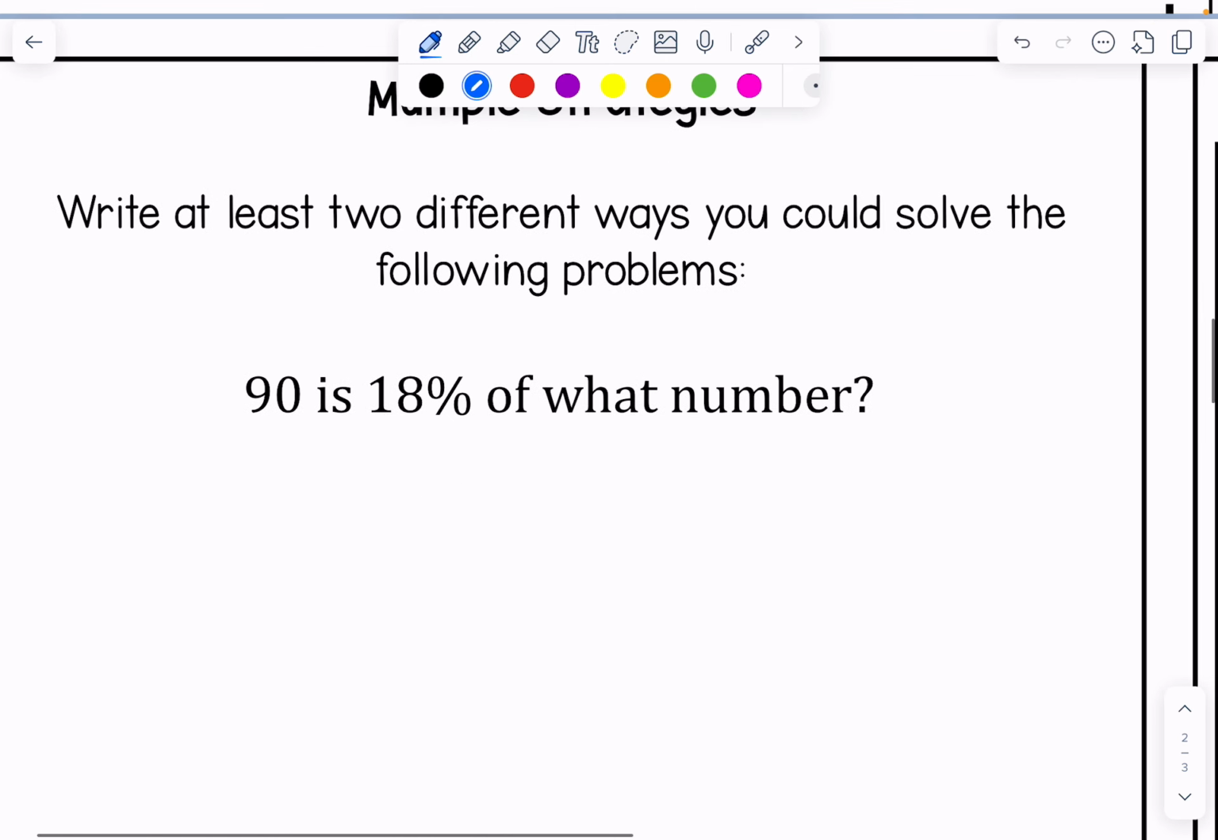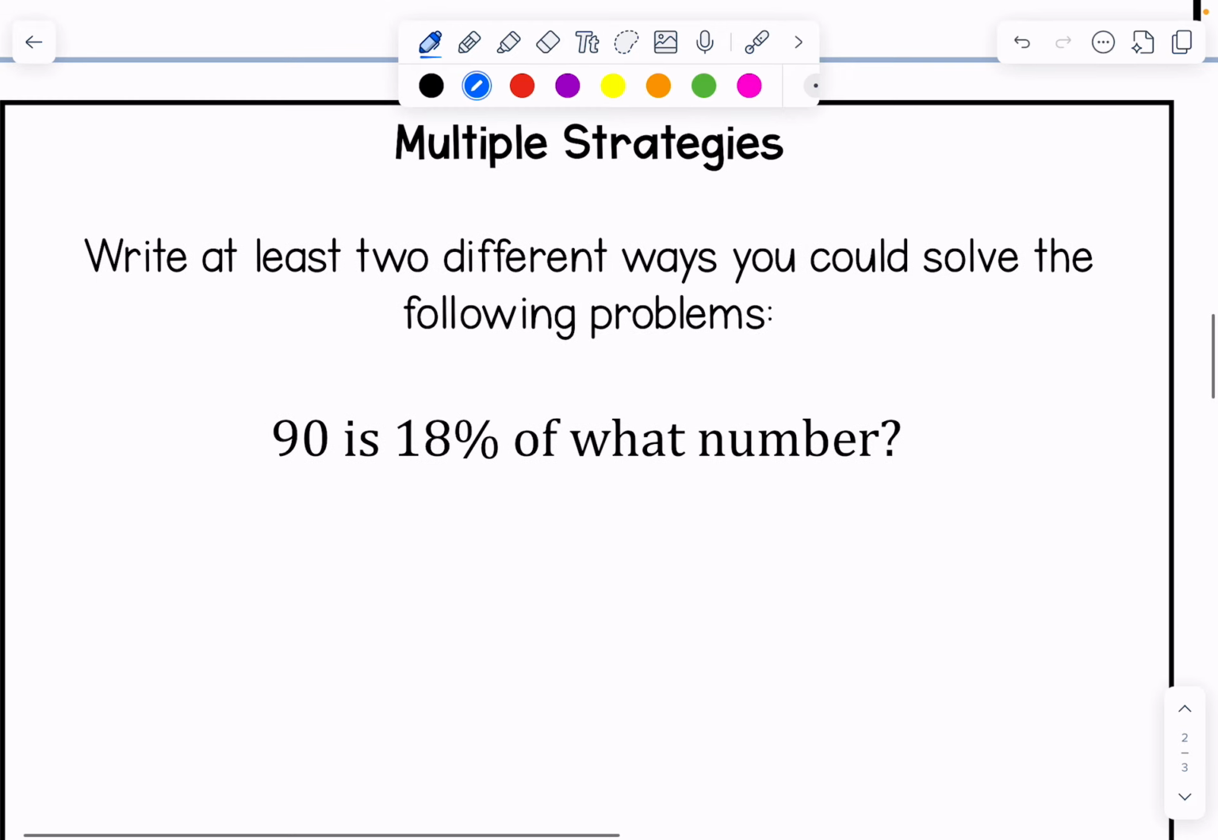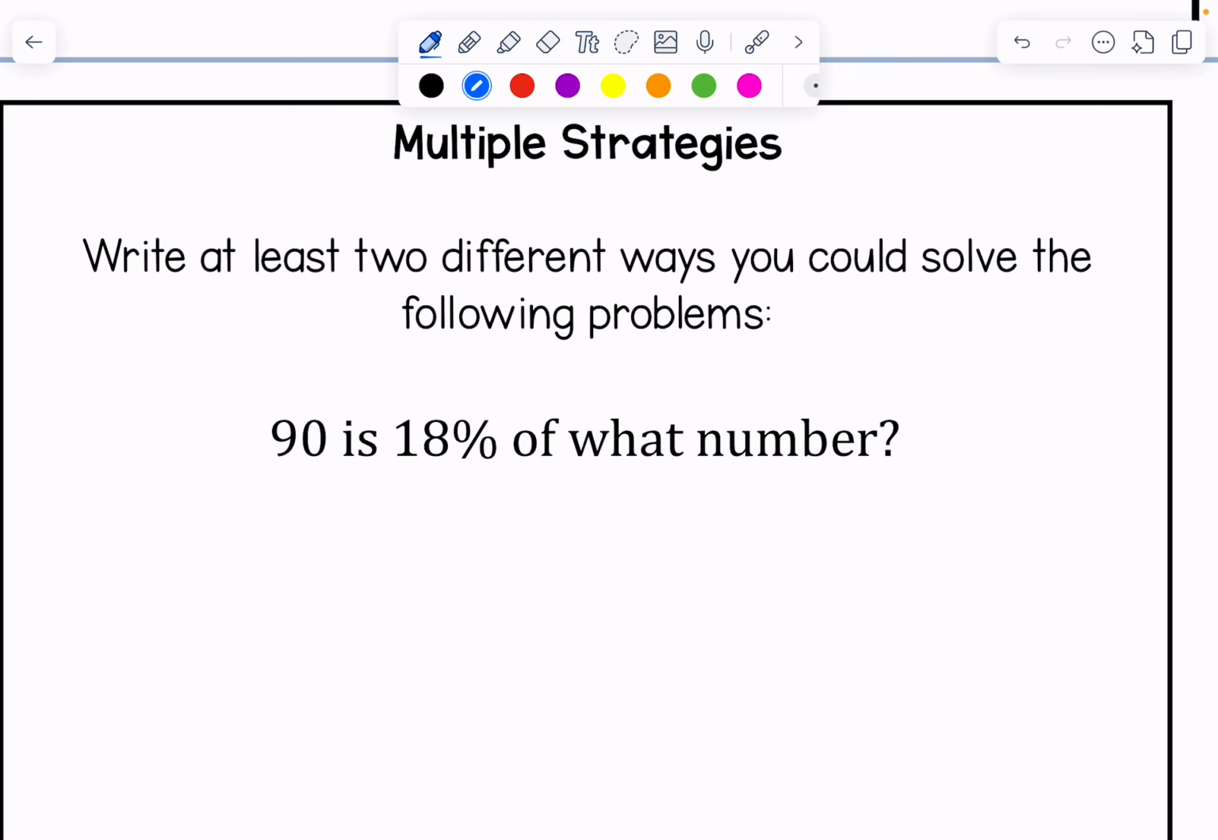So again, one of the main ideas that I want you to take away is that there are lots of different strategies to solve all of these different percent problems. And you may change up your strategy from problem to problem. You might do it differently than someone else. And as long as you're correctly able to identify your part and your whole and set up the problem in a way that works for you, you are going to be just fine. So we're going to come up with at least a couple of different ways here to solve each of these problems. So 90 is 18% of what number?